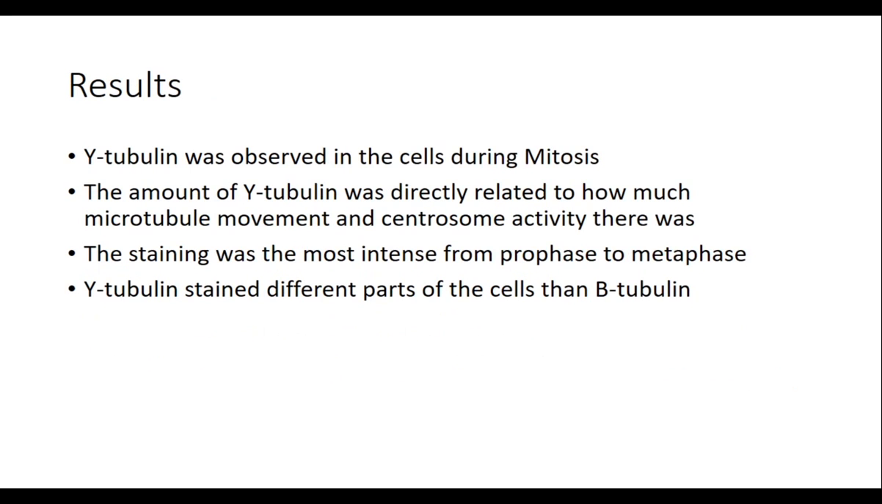The results after staining everything were that they were able to observe gamma tubulin in the cells during mitosis. They noticed that the amount of gamma tubulin was directly correlated to how many microtubules and centrosomes were involved during that specific phase of mitosis, which was very important. After looking at gamma tubulin in all the different phases, they noticed that the staining was the most intense and most visible in prophase, prometaphase, and metaphase. Those were the most intense phases that they could see it.